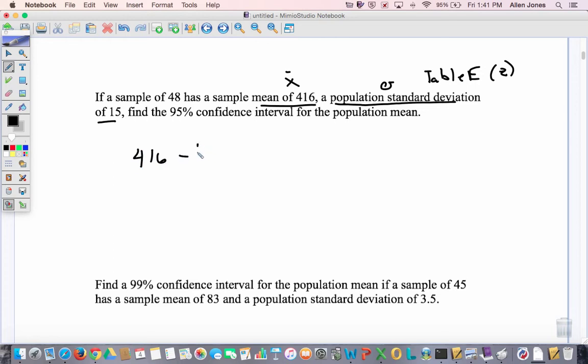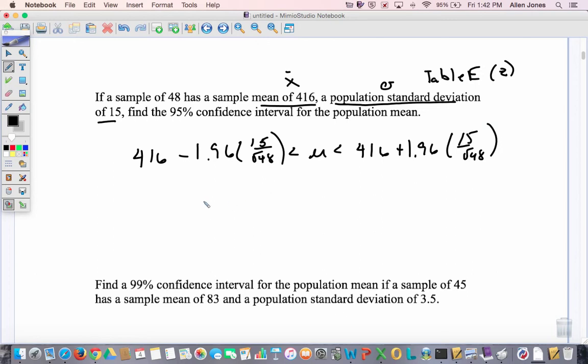So 416 minus our z-score for 95%, which again is 1.96, times our standard deviation of 15, over the square root of our sample size, 48. Setting that up around our population mean, 416 plus 1.96 times 15 over the square root of 48. If we make that calculation, I have 411.76 to 420.24.